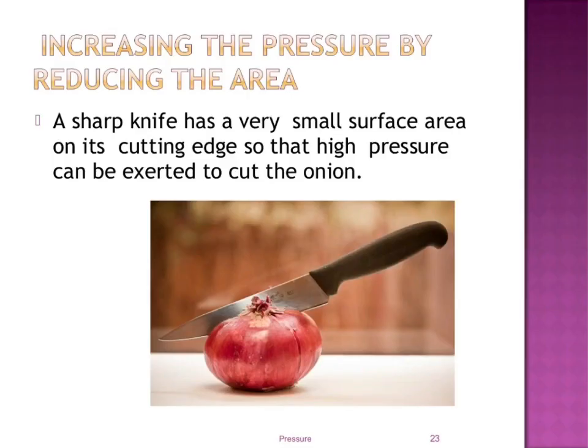Next example is of a sharp knife. A sharp knife cuts objects better because, due to its very thin edge, the force of our hand falls over a very small area of the object, producing a large pressure. And this large pressure cuts the object easily.